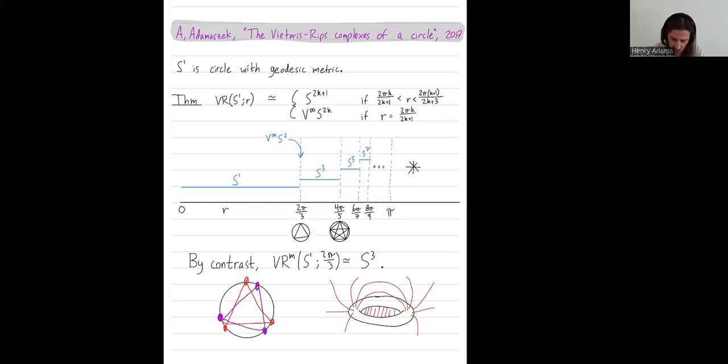And I should say, with this new metric, the inclusion from the underlying space, say a manifold, into the metric thickening, that's continuous now, and it's an isometry onto its image. So this topology is quite nice for a lot of purposes. Questions?